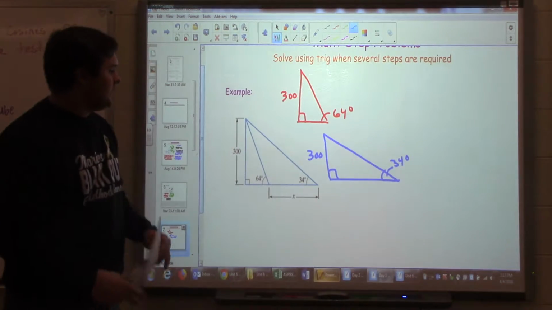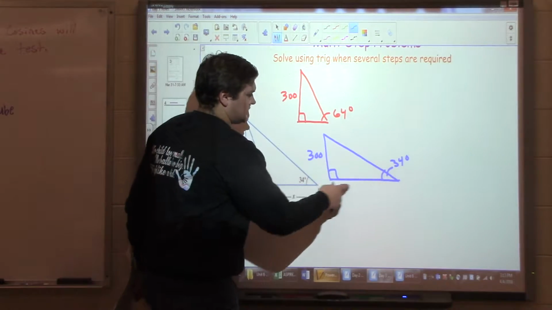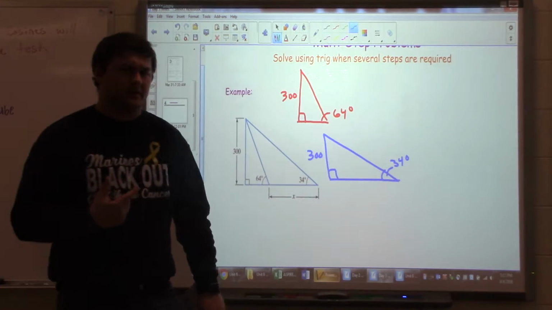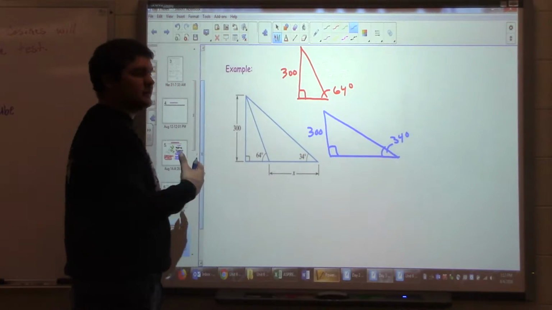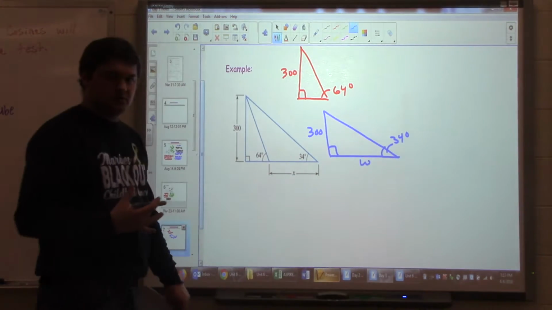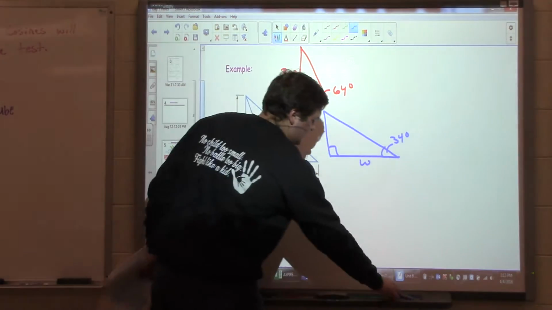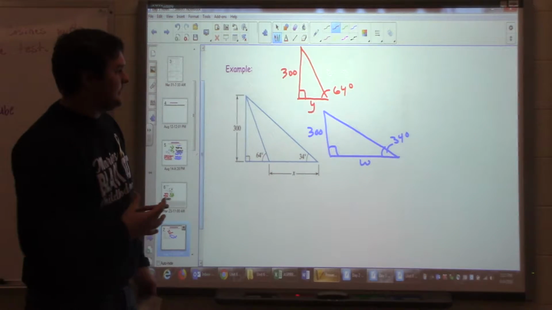Now, I want to find just this piece right here. I don't want all the bottom on the big triangle. I don't want all the bottom on the little triangle. I want kind of in between the two of them. What I'm going to have to do is I need to find this bottom, we'll call it W, of the big triangle, and the bottom of the little triangle, we'll call it Y, and I want to subtract the two of them.